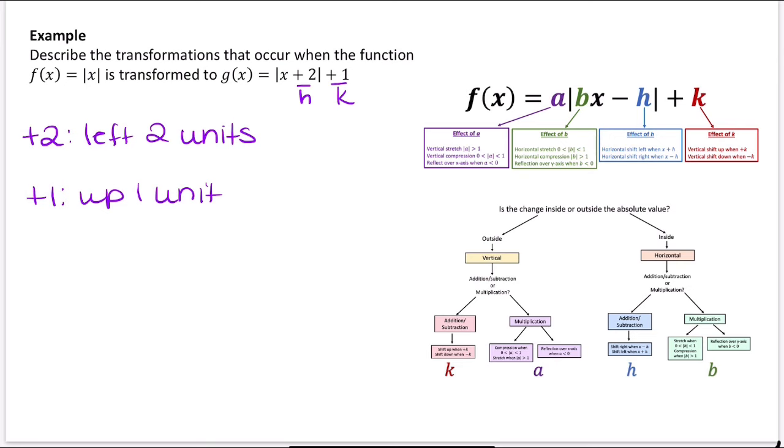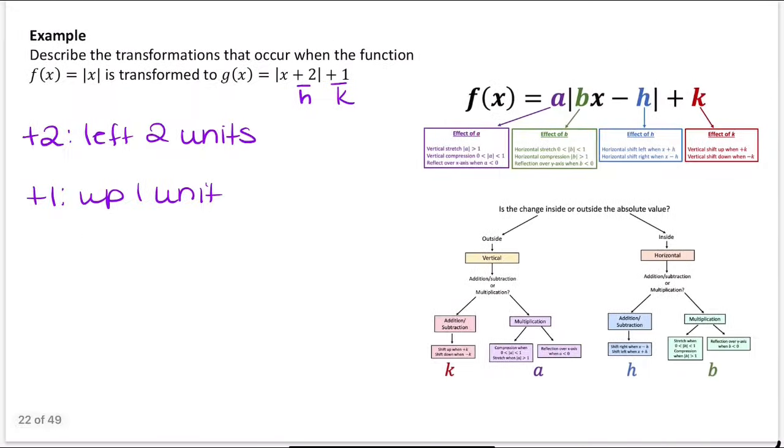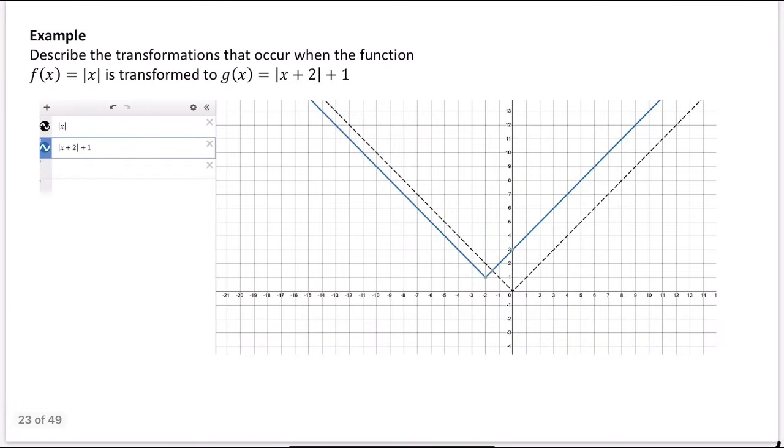And then as always, I'm going to go to Desmos and graph both functions and see if that's what happens, right? I predicted it's going to go left 2 and up 1. And you can see here that's what happened, right? Here's my parent function. It goes left 2 and up 1. So the vertex is a really good point to compare because it kind of gives you a quick visual of what's going on.